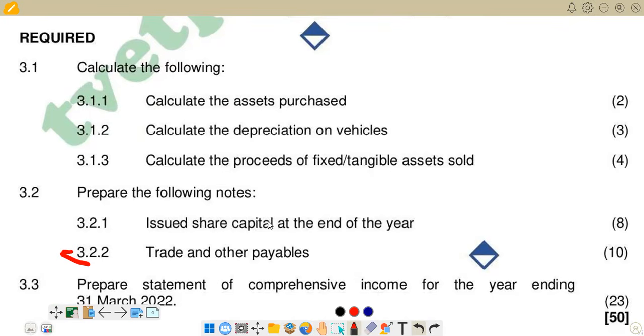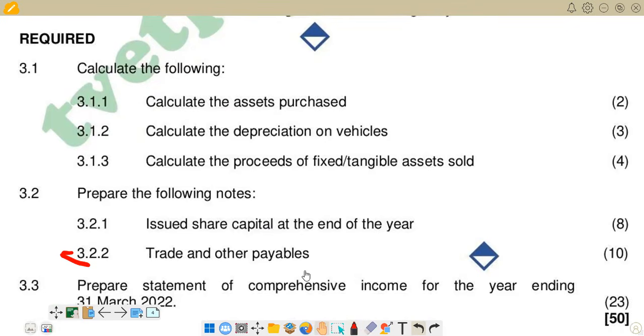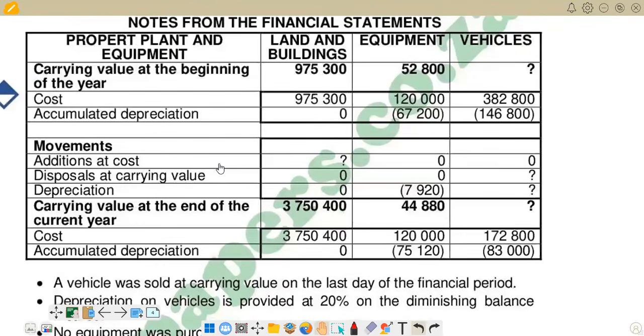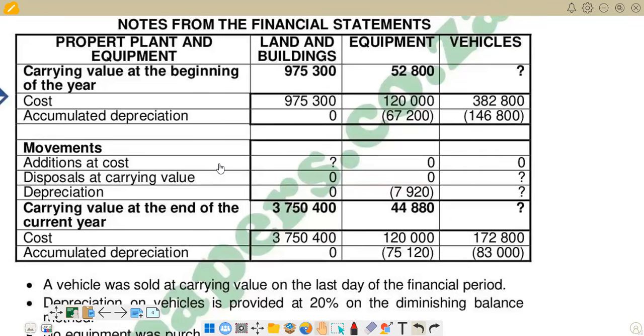So we go back and see what we can do in terms of the first part, which is to calculate the assets purchased. So we go to the non-current asset note that we are given. That's where we are going to have that information. If you come here, you would see that we are going to analyze this note from the financial statement of property, plant, and equipment and see which non-current asset was purchased and at how much.